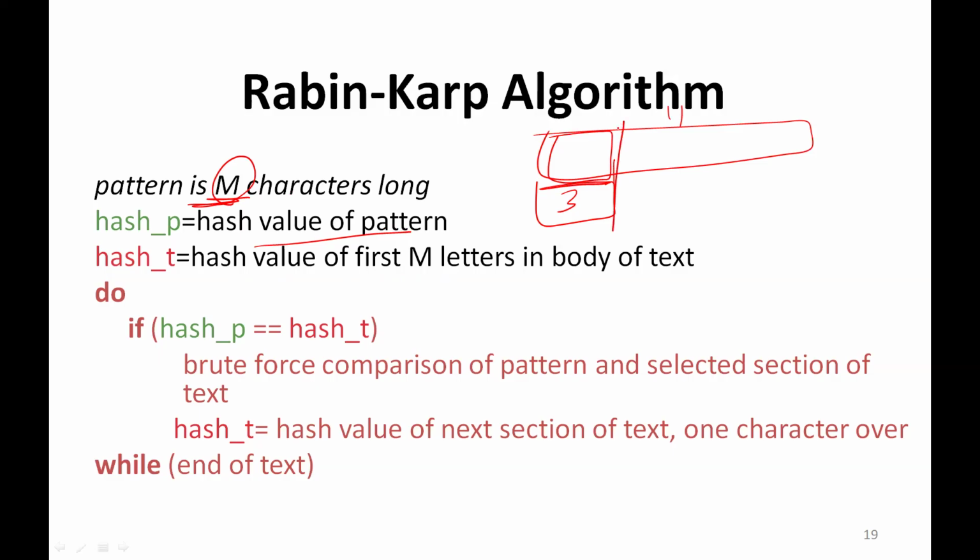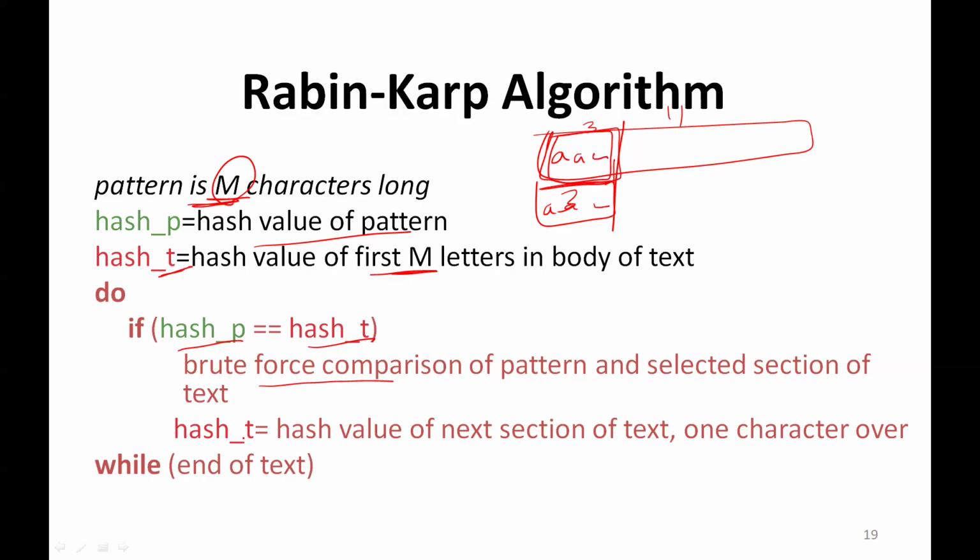So the length of the pattern will be the same as the string in consideration. That is why inside the text, the first M letters only have to be checked, because we have to match the pattern. Now, if hash of P and hash of T are the same, if the hash values match, then we perform a brute force comparison of the pattern. That is, if there is AAA here, we are going to check whether this also contains AAA.